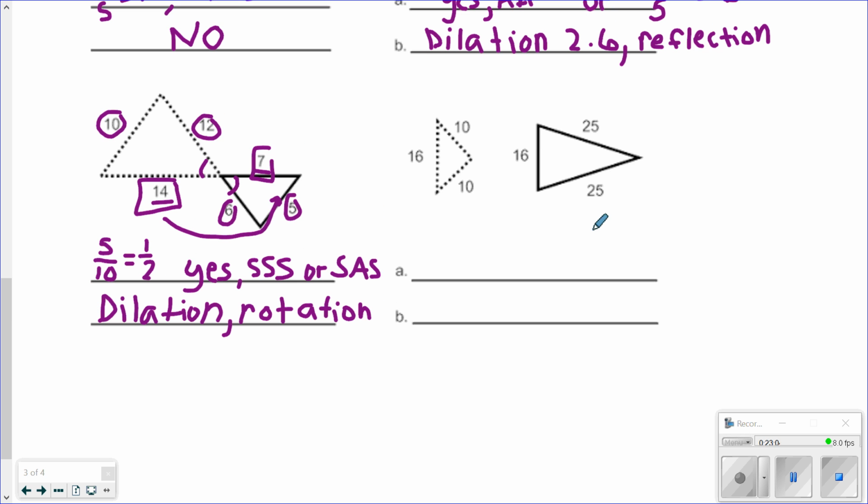In our last example here, are they similar? You can look at this and tell that these are not similar, but let's prove why. 16 and 16, those are going to match up here, and that would equal 1. But if we do 10 and 25, we would not get a scale factor of 1, so no, these are not similar.